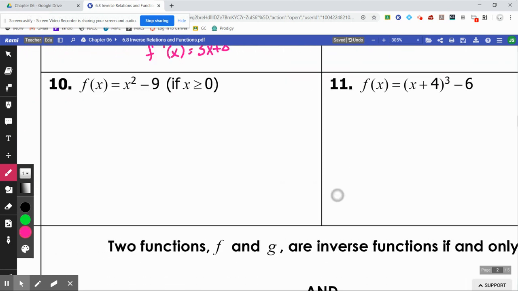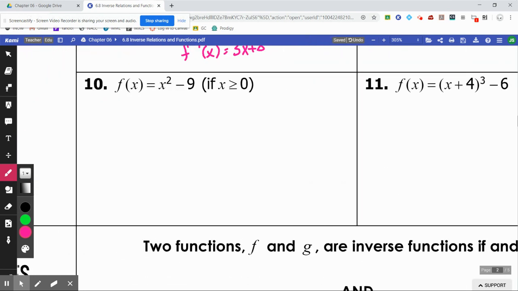Number 10. Now this was a little bit different. It gives you f of x and it gives you a domain restriction. The reason it gives you a domain restriction is if you graph that whole thing, x squared minus 9, it would look like this, which is a function. However, it would not have an inverse because it does not pass the horizontal line test. However, if you restrict it, now this is what you have. It passes the vertical and the horizontal line test, so it would have an inverse then.